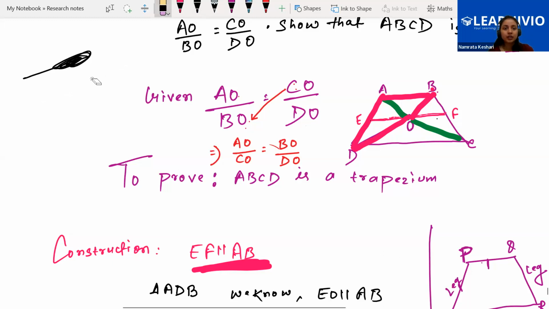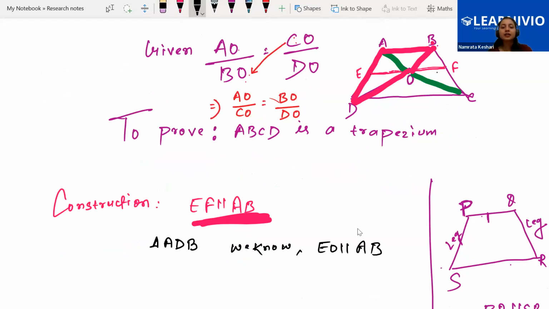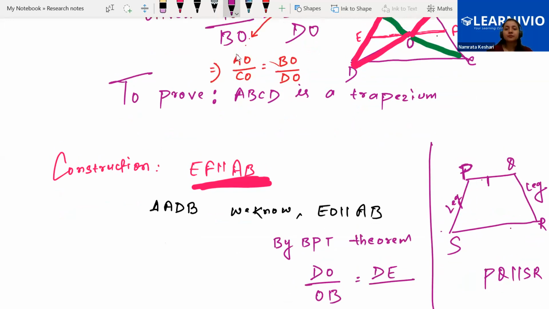Yes, ma'am. EO and AB will be parallel, and that's what we are writing in this pink color triangle. EO is parallel to AB. If EO is parallel to AB, then by basic proportionality theorem, what can be written? In this pink triangle, if sides EO and AB are parallel with each other, then what can be written by basic proportionality theorem? DO by OB is equal to DE by EA. Exactly. DO by OB is equal to DE by EA.